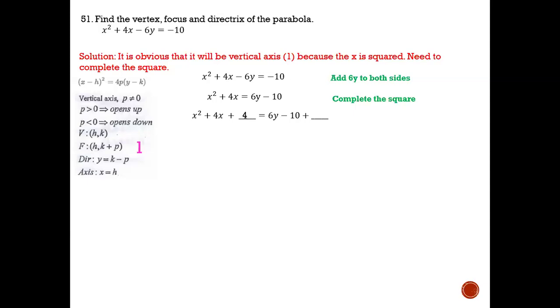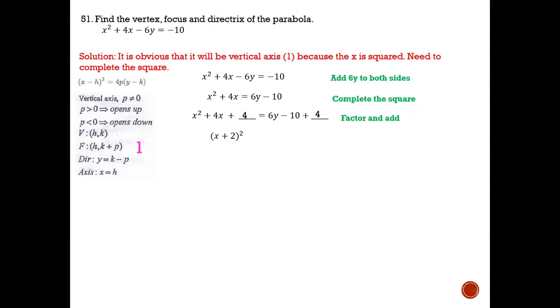So to get the C value, what I did is I took that 4, I divided it by 2 and squared it. So 4 divided by 2 is 2, and 2 squared is 4. So for it to be a perfect square, I need to add a 4 on the left, but I want to balance my equation. So if I'm adding a 4 on the left, I need to add a 4 on the right. Okay, so by factoring, the left side is going to be x plus 2 squared.